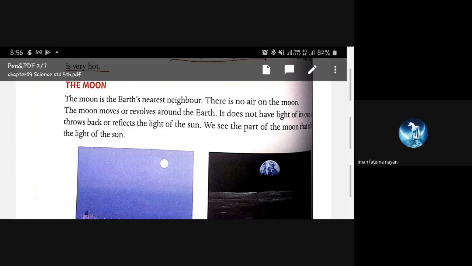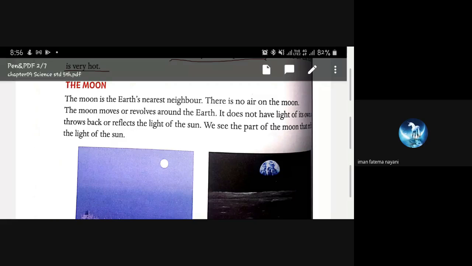The moon. The moon is the Earth's nearest neighbor. There is no air on the moon. The moon moves or revolves around the earth. It does not have light of its own, and it throws back or reflects the light of the sun. We see the part of the moon that reflects the light of the sun.